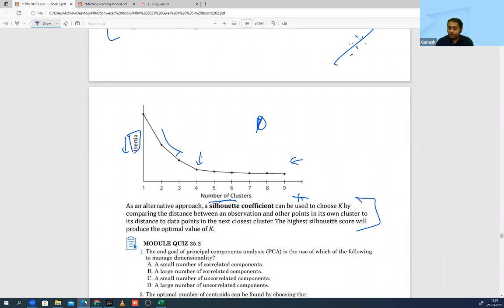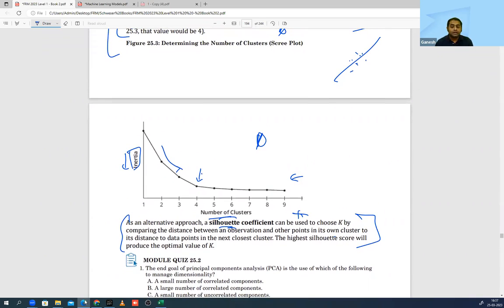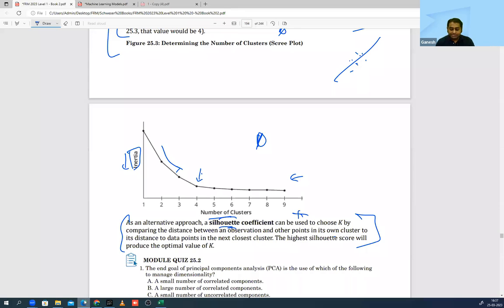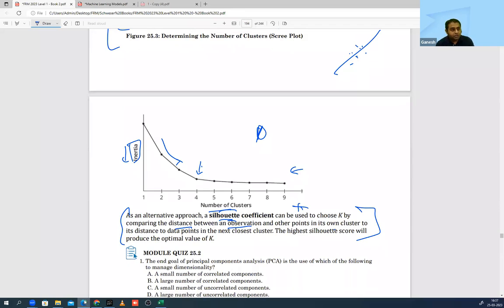Acha, this is a slightly complicated process. I was reading about this online. Till now in the K clustering method, suppose I am talking about this example, the mouse. If I take the weight of the mouse, I will compare it with the center of my cluster. That I will do, the first step. And in this approach, which is given in the book, if you read this line also, the distance between an observation, the weight of the mouse, and other points in its own cluster, I will do that. Plus, I will also take my distance to the data points in the next cluster.